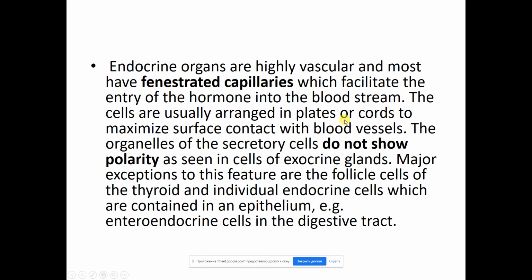And we used to say that all glands, even endocrine glands, are epithelial cells. And if you remember properly the histology of epithelial cells, most epithelial cells show polarity, but endocrine glands are an exception, and they do not show polarity. We have one exception in the thyroid gland, and I'll show it to you a little later.